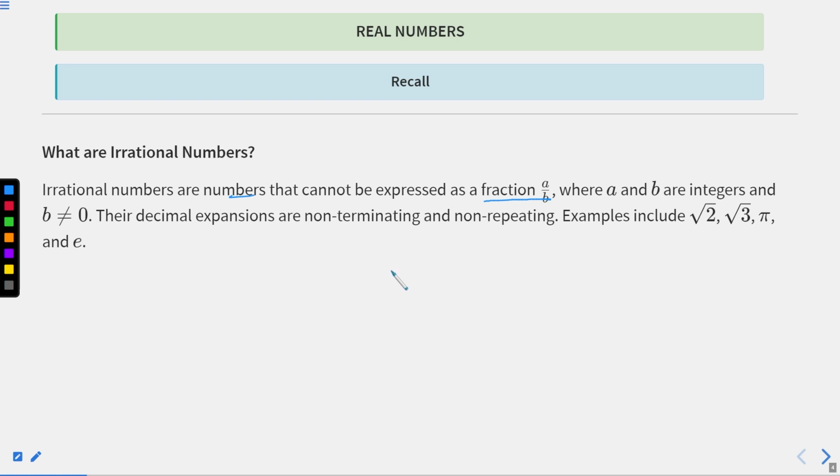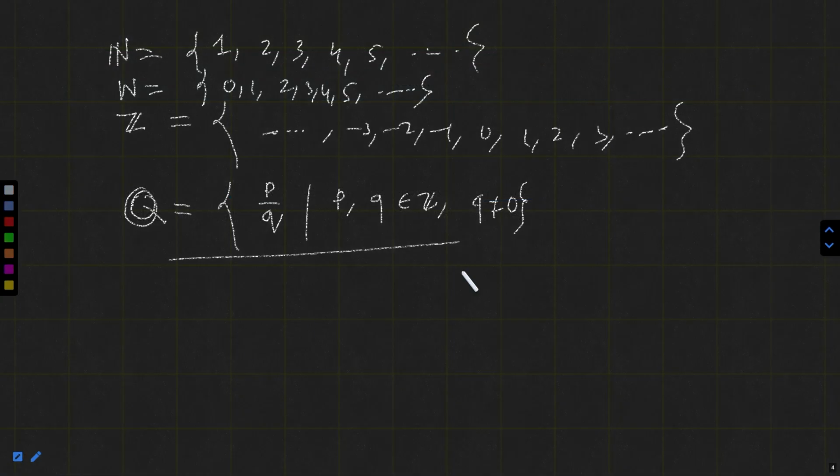Students, there are some types of decimal expansions: terminating decimal expansions, non-terminating repeating decimal expansions, and non-terminating non-repeating decimal expansions. The decimal expansion of a rational number is either a terminating decimal expansion or a non-terminating and repeating decimal expansion. For example, you can take the number 1 by 3.